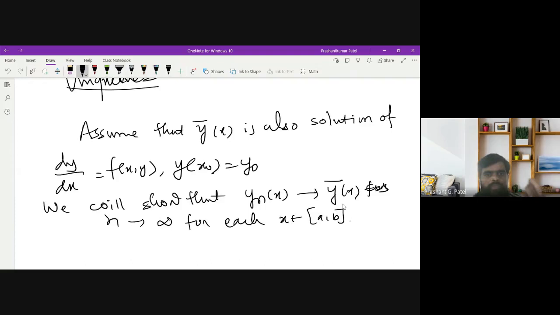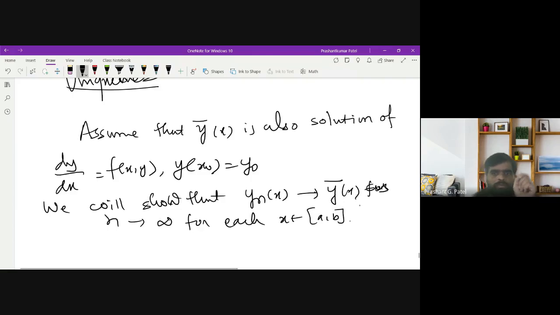If we can show that this yn sequence which we have is converging to y bar, then we are through, because the limit of the sequence is always unique, that we know. So as per that argument, y bar and y are the same. That is because we have to prove uniqueness.